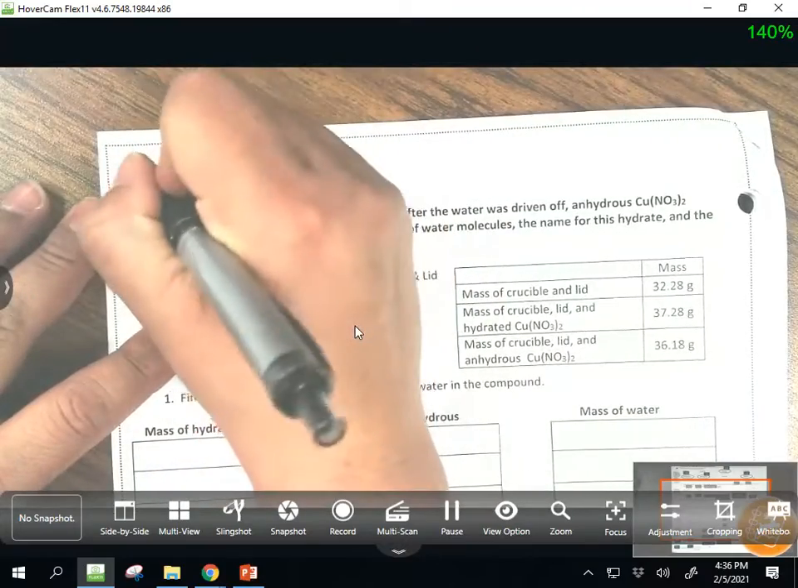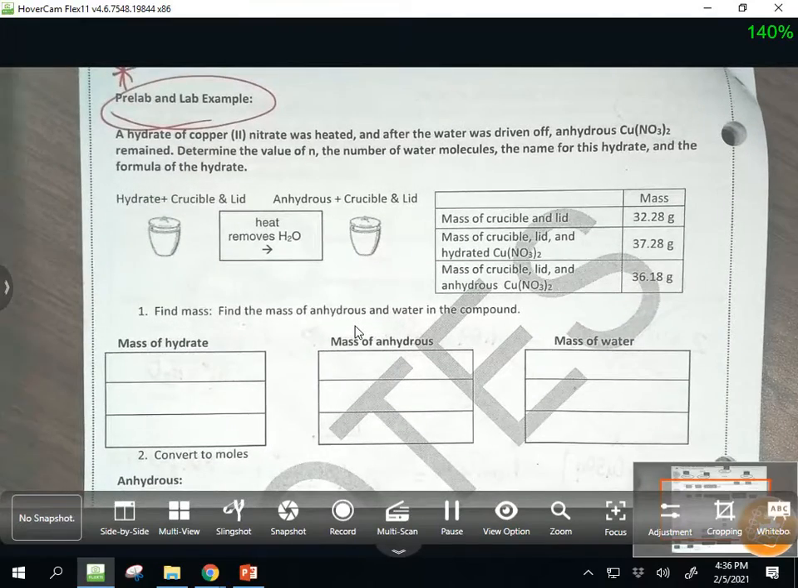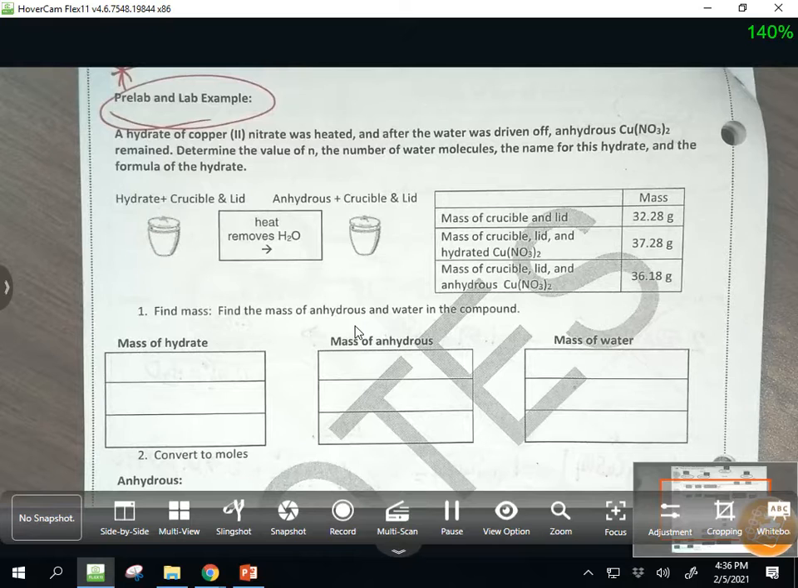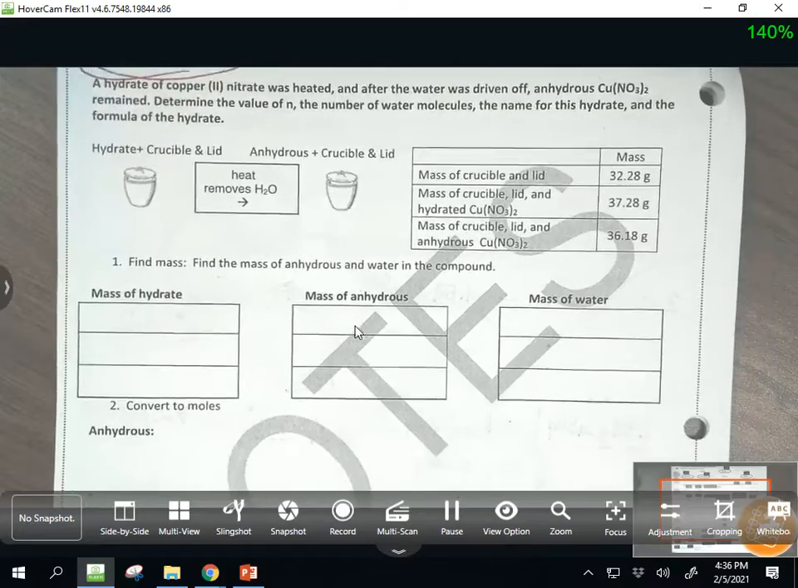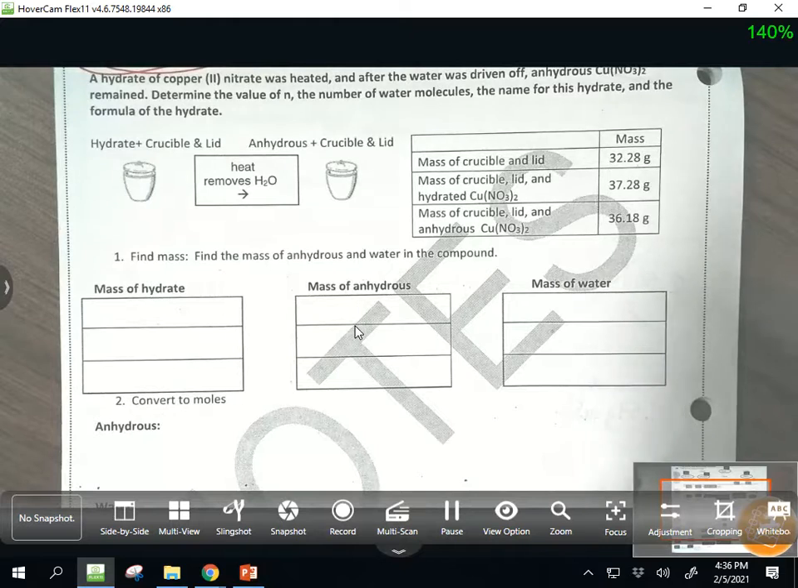I would look at this for the pre-lab, okay? A hydrate of copper 2 nitrate was heated, and after the water was driven off, anhydrous Cu(NO3)2 remained. Determine the value of n, the number of water molecules, the name for this hydrate, and the formula for the hydrate. So they give me the mass of the crucible and lid. Why do they give me the mass of the crucible and lid? Because you can't just heat up this hydrate in your hand. You have to contain it.